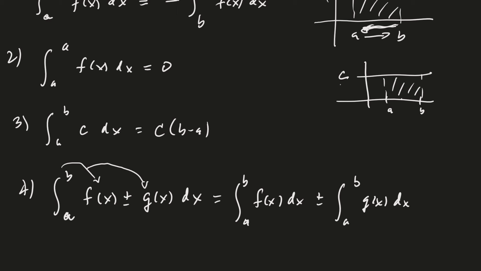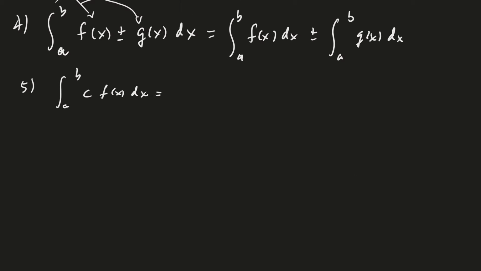Good. All right, I'm going to pause for a sec. Okay, the next one is very similar. If you're integrating c times f of x, then you can factor the constant out, just like we did in the sum. So we can factor the c out of the sum, take that f of x dx.